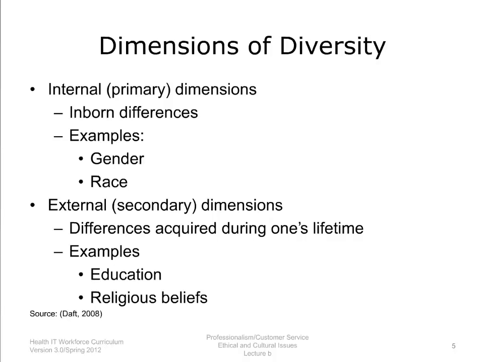We can think of diversity in terms of two major dimensions. Internal or primary dimensions are those core elements with which we are born and, for the most part, are out of our control, such as gender, race, ethnicity, age, physical ability, and sexual orientation. These factors have a profound effect on how we see ourselves and others. On the other hand, external or secondary dimensions are related to our life experiences and choices. These include religion, education, marital status, and income. These factors also influence our attitudes and behaviors.